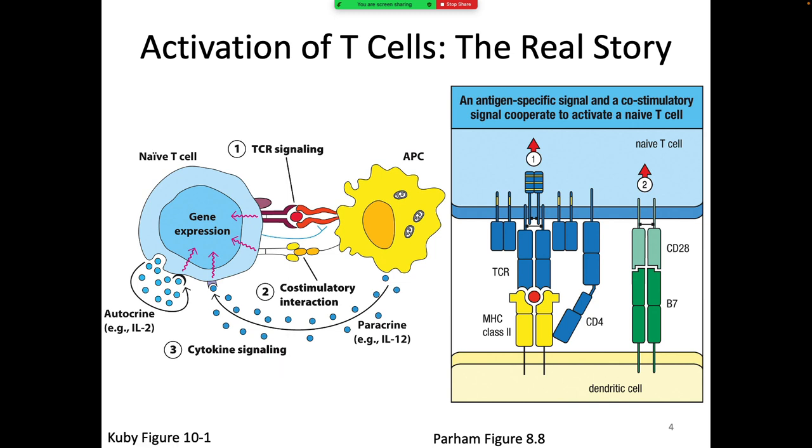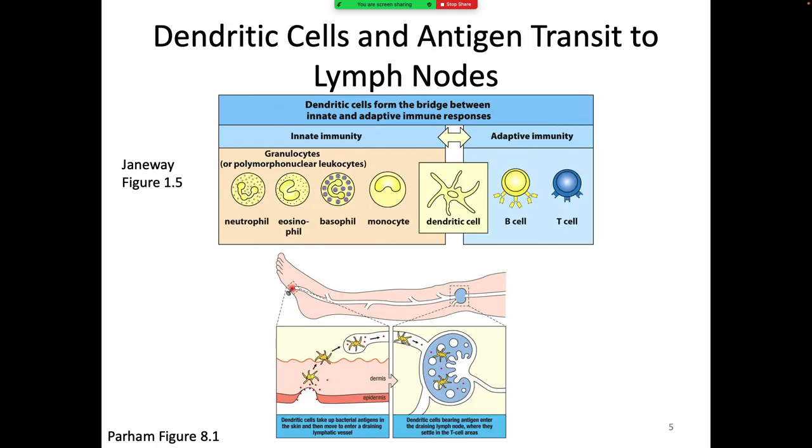So in order to really talk through signal two and activation of a T cell, I want to spend a little bit of time talking about this antigen presenting cell and some details regarding the antigen presenting cell. The most famous cells that we talk about as antigen presenting cells in many of our responses are dendritic cells. Dendritic cells are a type of innate immune cell. I've told you a little bit about them before. They are somewhat closely related to monocytes.